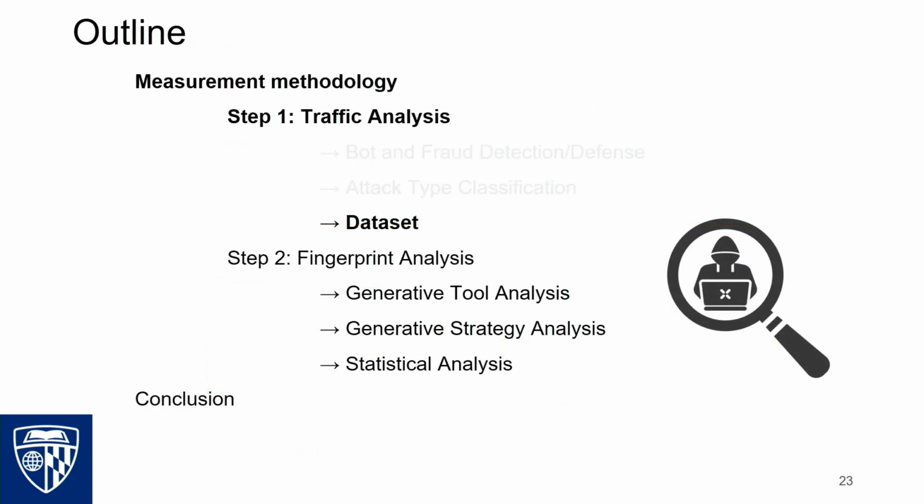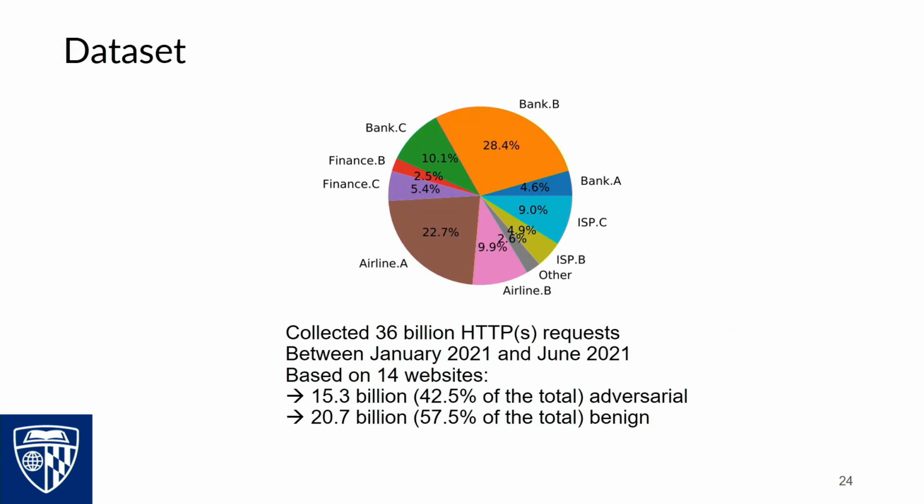And after the traffic analysis, after the bot and the fraud detection system and the attack type classification, let me describe the dataset we used in our paper. We collected 36 billion HTTP requests during 6 months, coming from 14 different company websites. According to our analysis, we can find more than 14% of traffic is malicious.